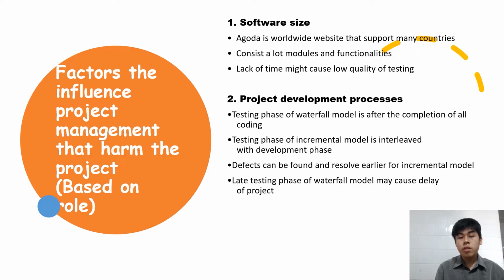The second factor is the project development process. The testing phase of the waterfall model is after the completion of all coding. The late testing phase of the waterfall model might cause delays to the project. The testing phase of the incremental model is interleaved with the development phase, which means that defects can be found earlier and resolved earlier in the incremental model.